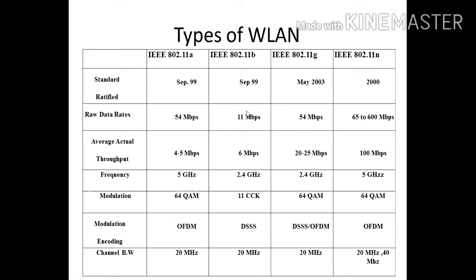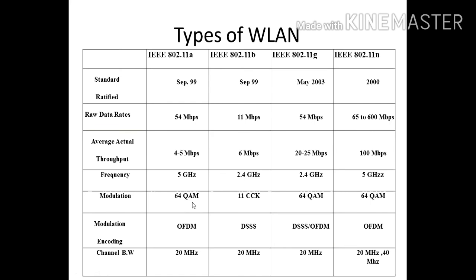It gives a speed of 11 Mbps. Here, 802.11g gives a theoretical speed of 54 Mbps and works on the frequency of 2.4 GHz. This one gives a theoretical data rate of 600 Mbps and works on 5 GHz. Though the theoretical data rate is this, the actual throughput with 802.11 is 4 to 5 Mbps. Here you get up to 6 Mbps, here 20 to 25 Mbps, and here a maximum of 100 Mbps.